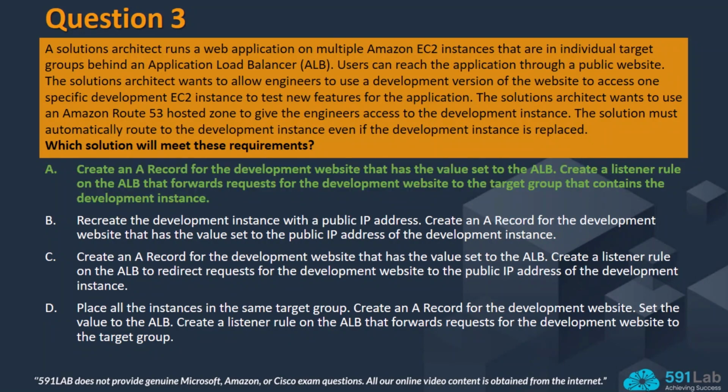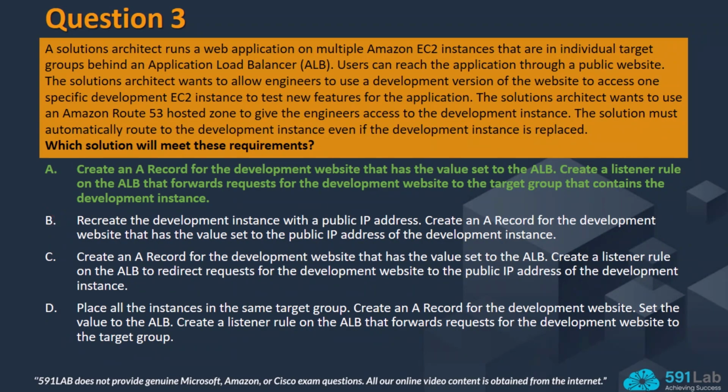Let's discuss other choices as well. Answer B is recreate the development instance with the public IP address. Create an A record for the development website that has the value set to the public IP address for the development instance. Recreating the development instance with the public IP address introduces manual steps and potential issues. Additionally, if the development instance is replaced, the public IP address might change, leading to potential disruption.